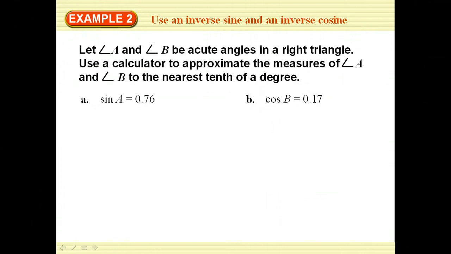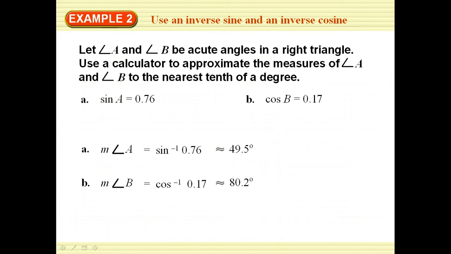So let's look at another couple of these. Let angle A and B be acute angles in a right triangle. Use a calculator to approximate the measure of angle A and B. If the sine of A is 0.76, then the sine inverse of 0.76 will give us the measure of angle A, and that's about 49.5 degrees. If the cosine of B is 0.17, the measure of angle B can be found by taking the inverse cosine of 0.17, and that turns out to be about 80.2 degrees.